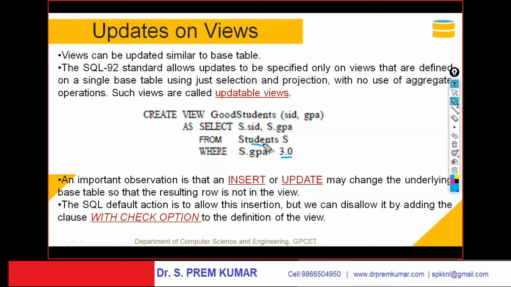But I am creating a view called good students which contains only two columns, student ID and GPA. Select student ID and GPA from students where GPA is greater than 3. Only students whose GPA is greater than 3 are selected, and only those students are called good students. Good students is a view and students is a base table.